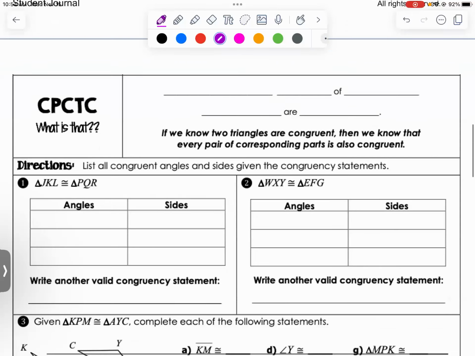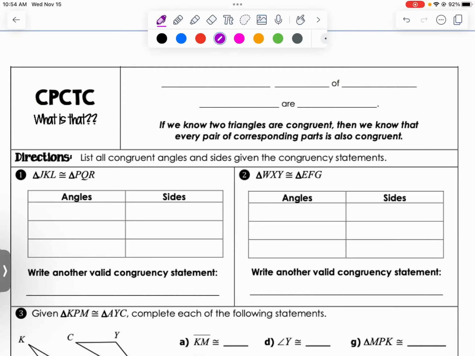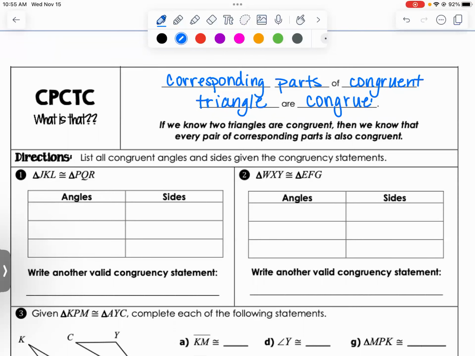CPCTC means corresponding parts of congruent triangles are, what's the last C? Corresponding parts of congruent triangles are congruent. If I have two triangles that are congruent, then all of their corresponding parts are congruent.